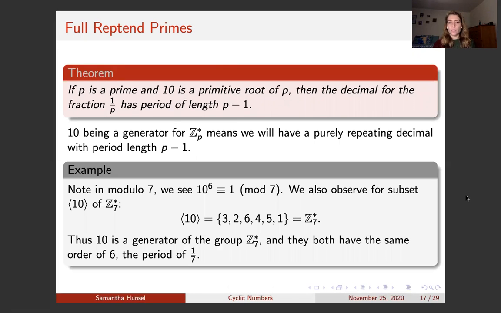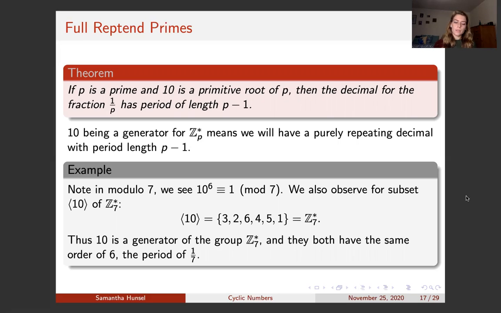And so going back to 1/7 in mod 7, we know that 6 is the order. If we look at the subset generated by 10 of Z star 7, we see that it is the group Z star 7. There will only be one cyclic number associated with it because it generates the entire group. And so full reptend primes will only have one cyclic number associated with them, and we will see the entire numbers there. Unfortunately, there's not much else known about these primes. In fact, there are only 6 below 50, but they do produce interesting results with cycles.